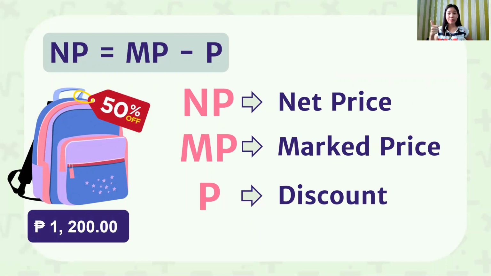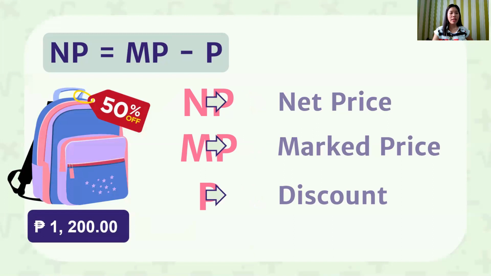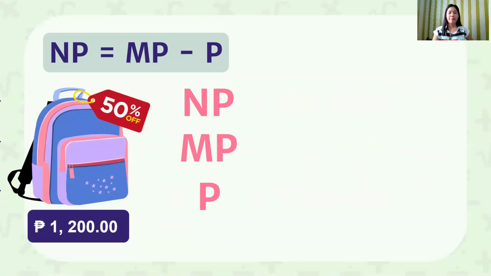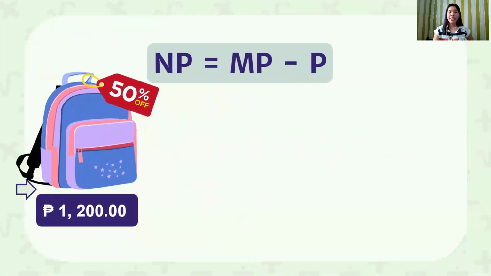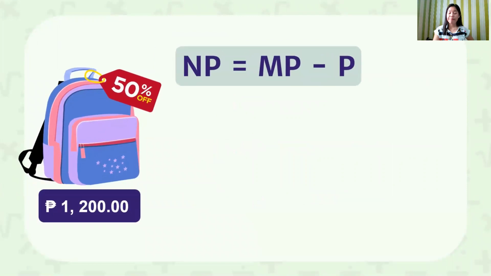Did you get it? All right. Let us now identify the numbers. NP, or the net price, is the one that we will be looking for. In identifying the marked price, we have to get the original price. MP is 1,200 pesos. And the discount is the one that we solved earlier. This is 600 pesos. Using the formula NP equals MP minus P, let us find the sale price.